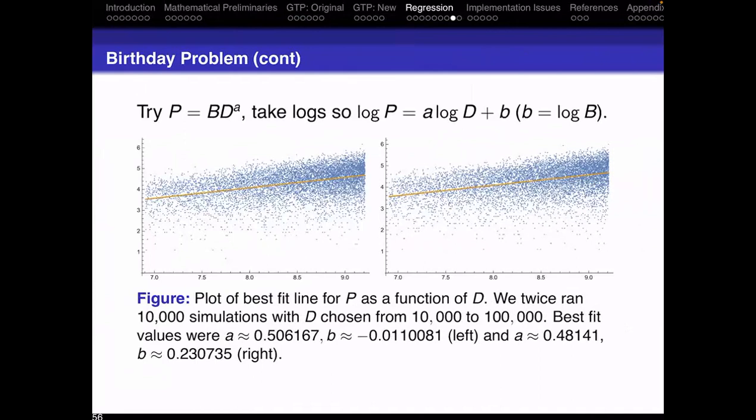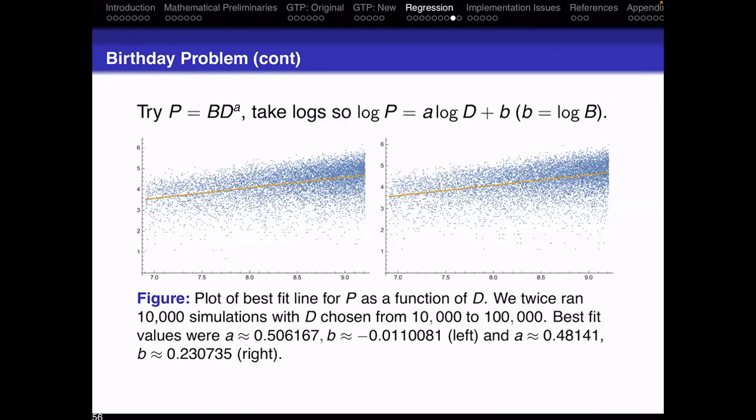So if we believed that the probability of 2 people sharing a birthday is proportional to the number of days in a year to some power, if we take a logarithm, we now get a linear relationship. And when you look at the data, I did 2 different sets of 10,000 simulations where the year was chosen uniformly from 10,000 to 100,000. And for both of them, I got the index, the power A, was about a half.